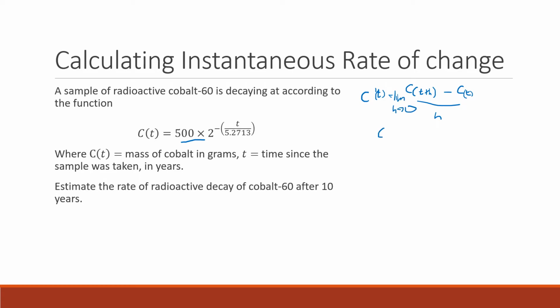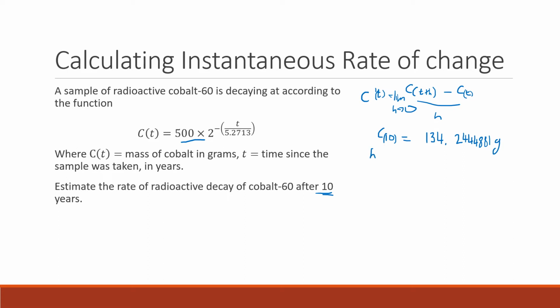Now, let's just consider our options here. We've got c of 10, because we have to find the derivative after 10 years. And if we sub 10 in, we get 134.2444881 grams. So after 10 years, we've got 134 and a bit grams.